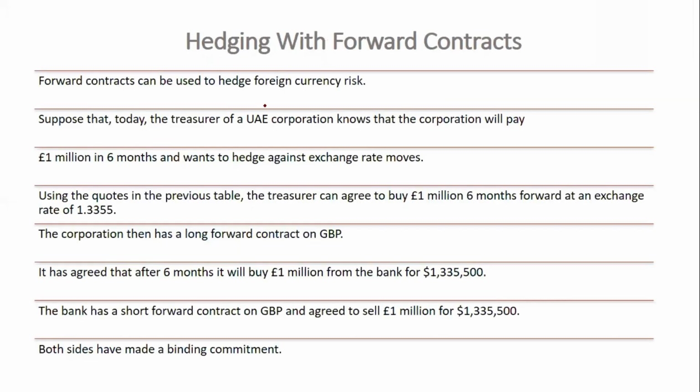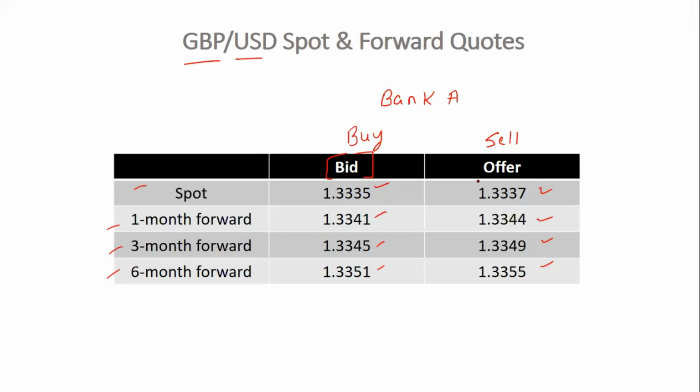Okay. So now let's forward this example. Let's say there is a corporation in UAE. Let's call this importer. And this importer has imported something from UK. And now this importer has to deliver 1 million pounds in 6 months, right? So now in today's value, if he has to give pounds today itself, all he has to do is buy these pounds by paying these many dollars, right? Buy these many pounds and deliver it to the exporter.